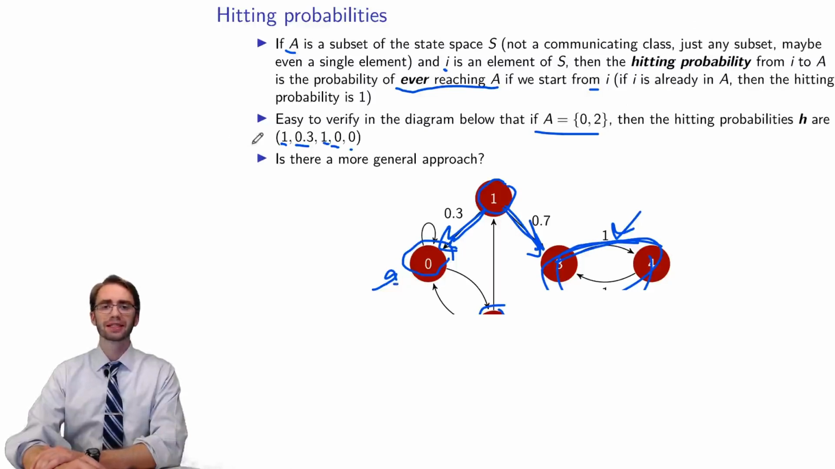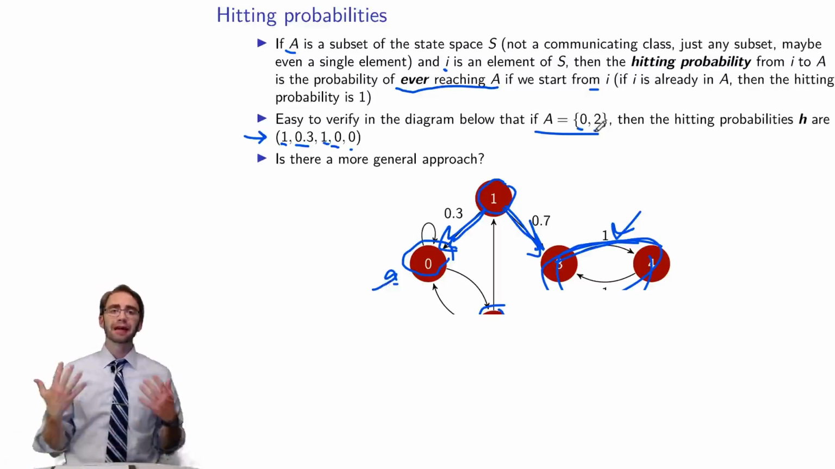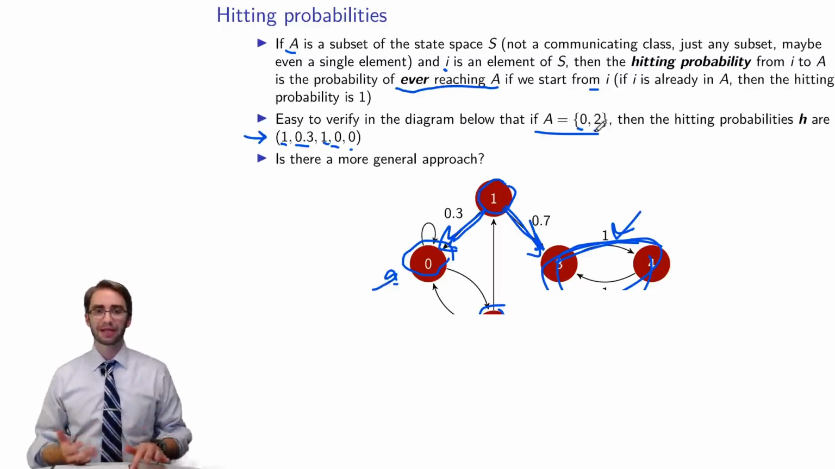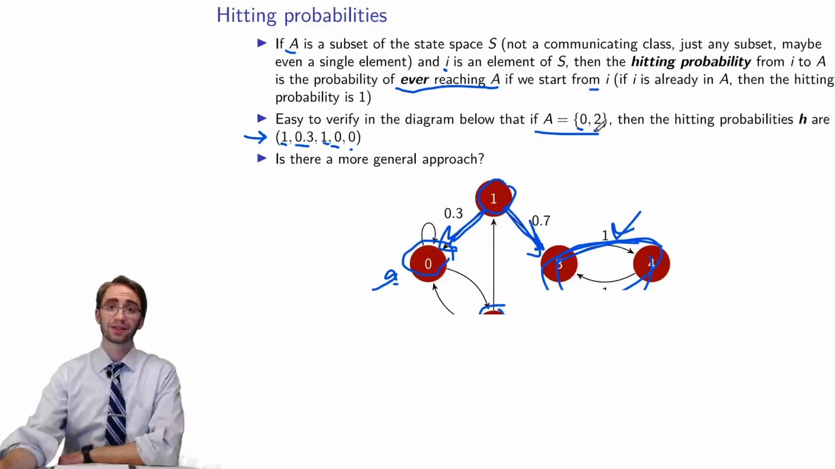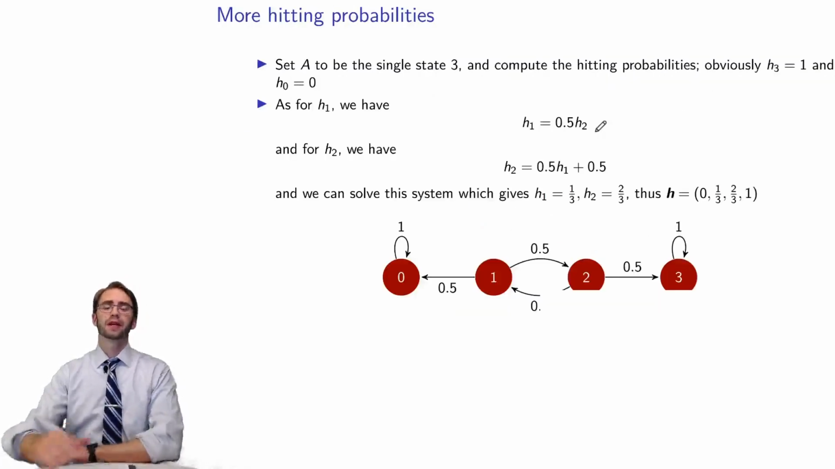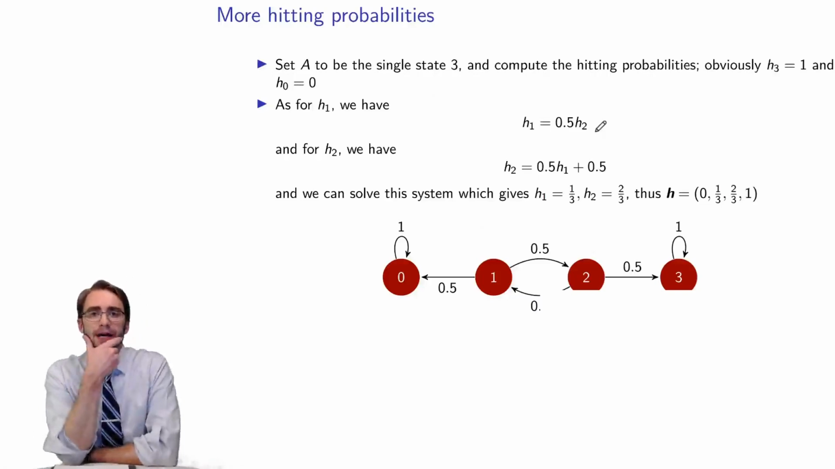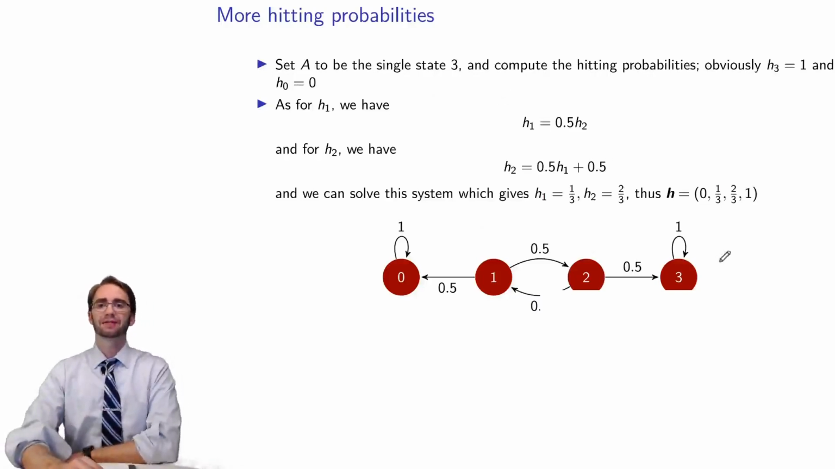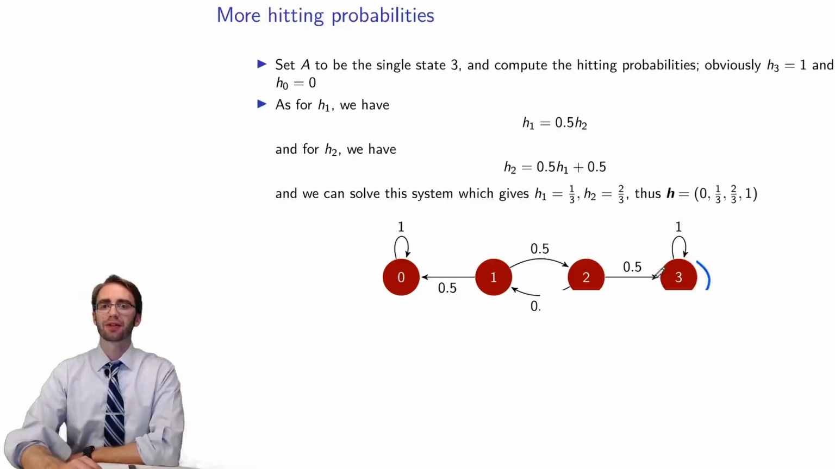Okay, so this vector is called the vector of hitting probabilities associated with the subset 0 and 2. We were able to work that out in this example because it happened to be really nicely structured, but let's try and work out a more general approach and see how this works. Let's try this example. We'll set A now to just be a single state 3. I want to know what's the probability that I'm ever going to land in state 3.